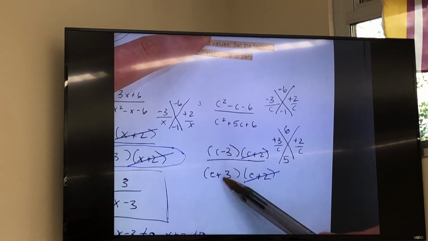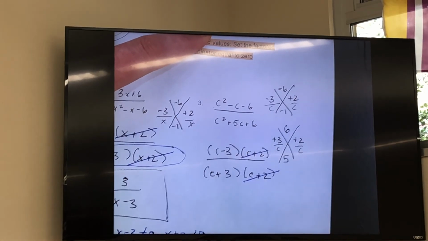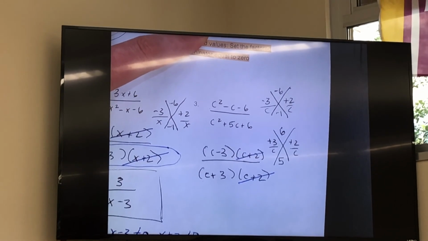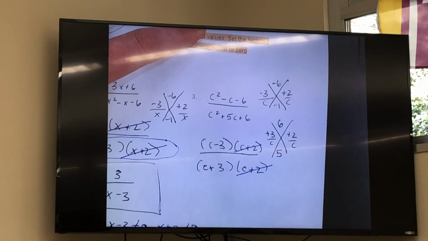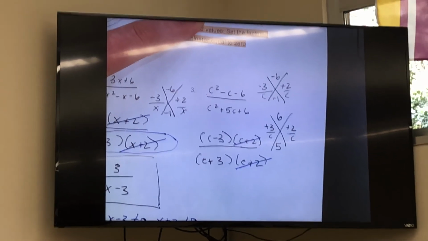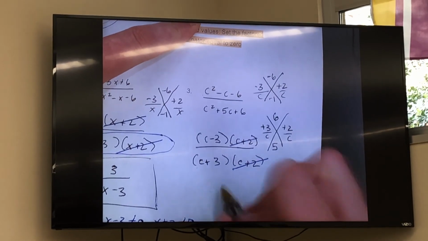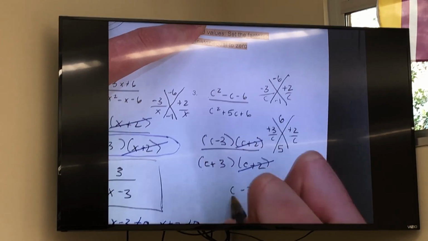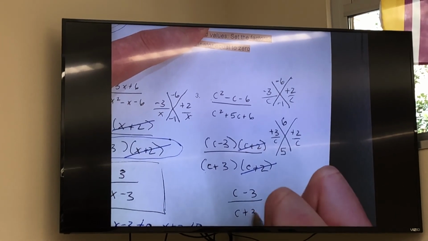Mr. Deshane, what do you think? Will my C's here cancel? No, one's a C minus 3 and one's a C plus 3, and you said that if they're grouped together in a pair, can't do it. Correcto. So that's just my answer. I'm left with a C minus 3 and a C plus 3. Nice.